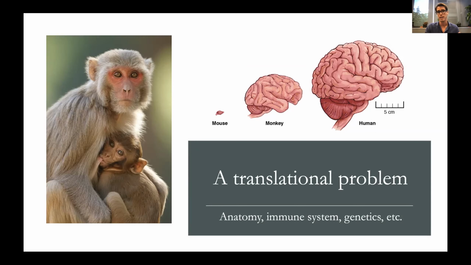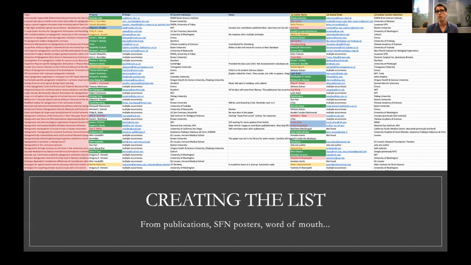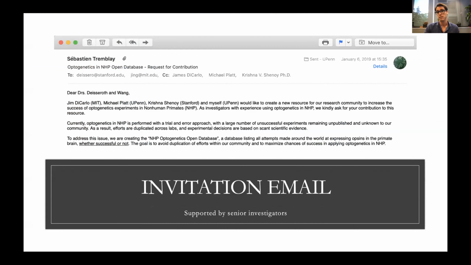And so I started with that and created a list trying to figure out who's doing optogenetics in primates, which in itself is a difficult job, starting with publications and then going to posters, and also word of mouth, asking investigators if they know of any other investigators who have tried it and maybe have never published because they only had failures. Creating that list of investigators and then just contacting them by email.